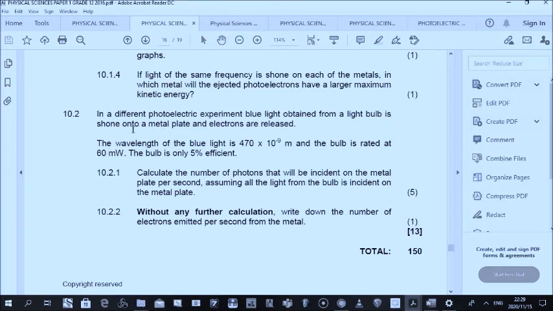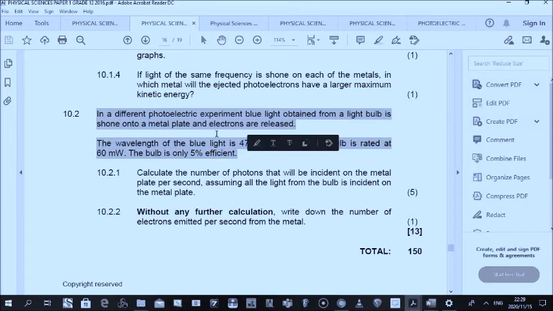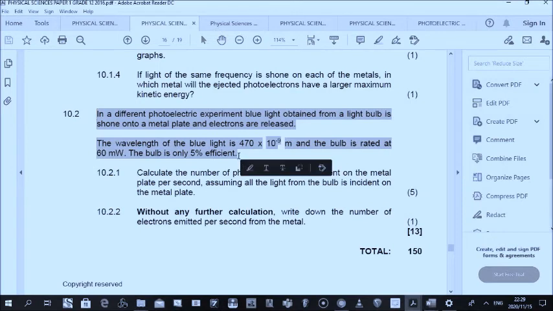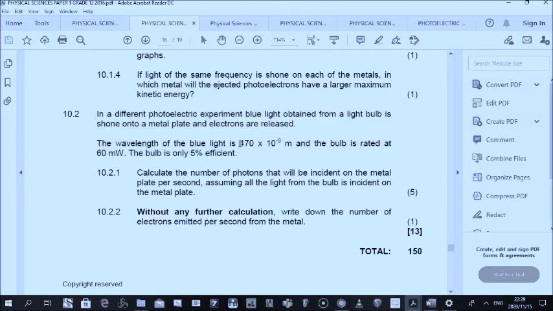Just make sure, what I always try and do in answering physics questions, I always try and maximize my understanding of the information given. So you're told the wavelength of this light, you're told its power, which is energy per unit time, and you're told its efficiency. So the efficiency tells you how much power is used per second. So if the bulb is only 5% efficient, it means it only uses 5% of its power in each second.